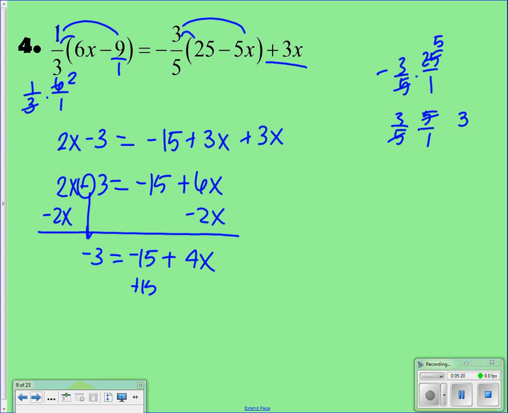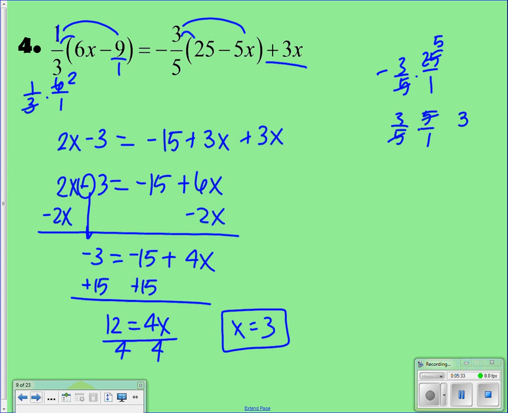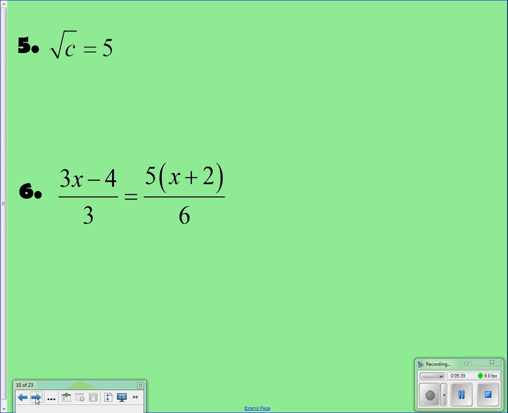Okay, I need to solve for x, so I need to move my 15. So I'm going to add 15. Again, be careful. -3 plus 15 is a positive 12 equals 4x. Divide each side by 4. X equals 3. Okay, the more steps you write down, the less chance you have of making silly mistakes, and those are the ones that really get frustrating.